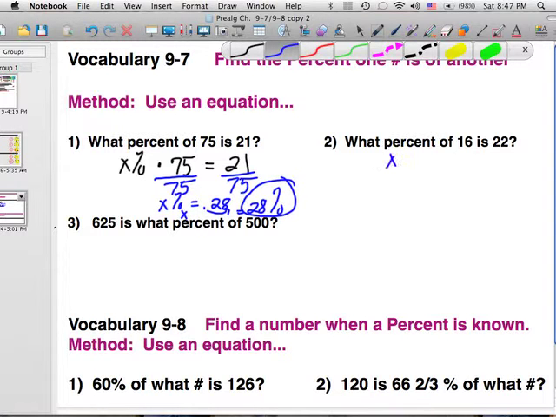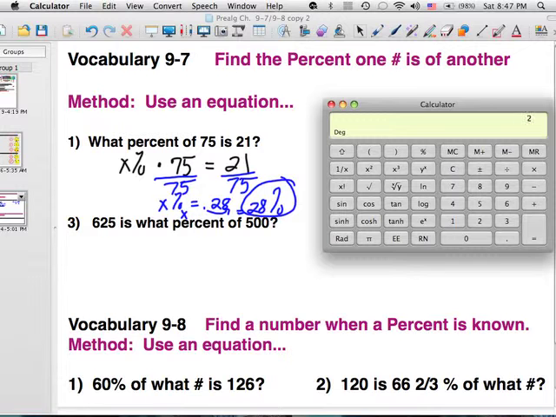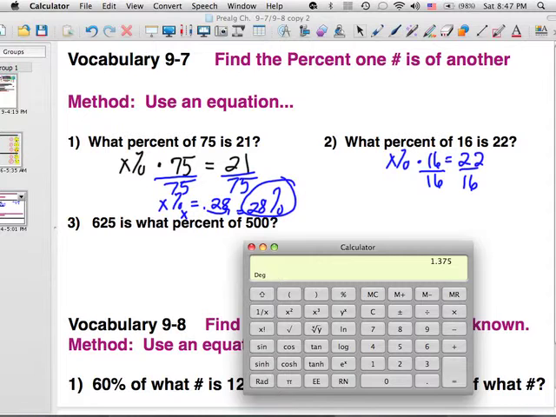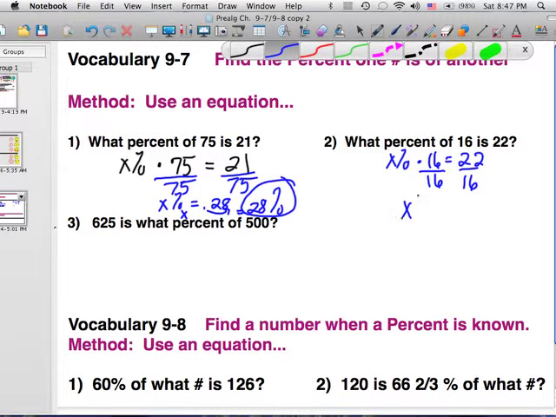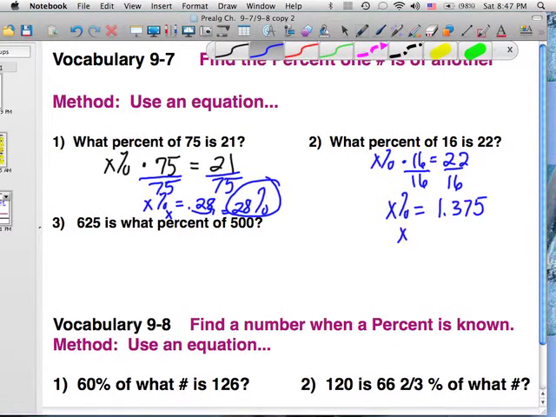Number 2, what percent? X percent of 16 is 22. So divide both sides by 16 to solve for X percent. So 22 divided by 16 is 1.375. So X percent equals 1.375. To get to the percent, change the decimal to a percent, I move it 2 to the right, so it's 137.5 or 137.5%.